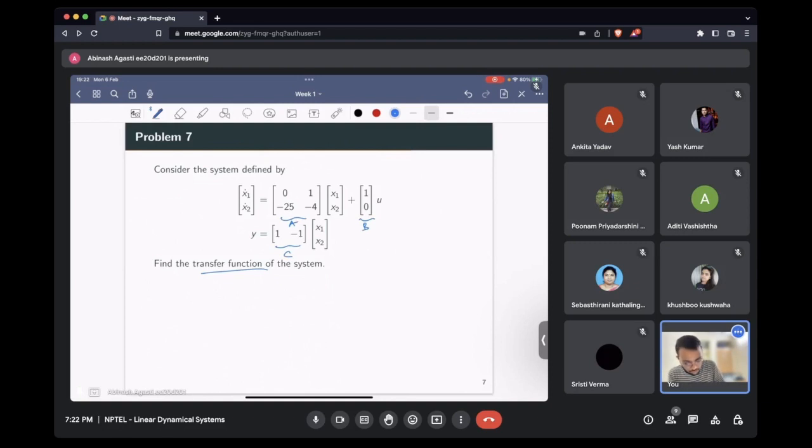So we saw earlier that the transfer function of the system is C (sI minus A) inverse B plus D. D here is 0 because there is no input term in the output equation. So we just have to find out this transfer function. First let us find out (sI minus A) inverse. Do you guys want to try this out? Let's take maybe 2-3 minutes.